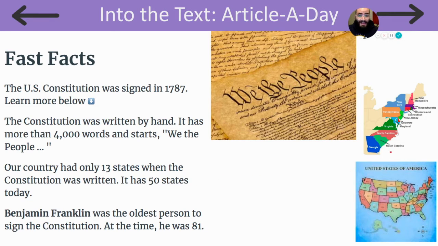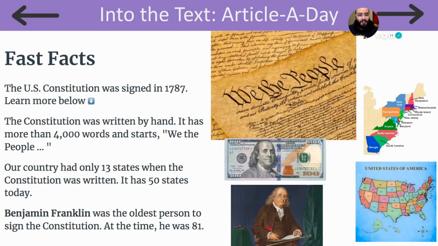So in 1787, when the Constitution was written, our country only had 13 states, but here's our country now with 50 states. Benjamin Franklin was the oldest person to sign the Constitution. At the time, he was 81. Here's Benjamin Franklin, who signed the U.S. Constitution, and you might recognize him from our $100 bill.